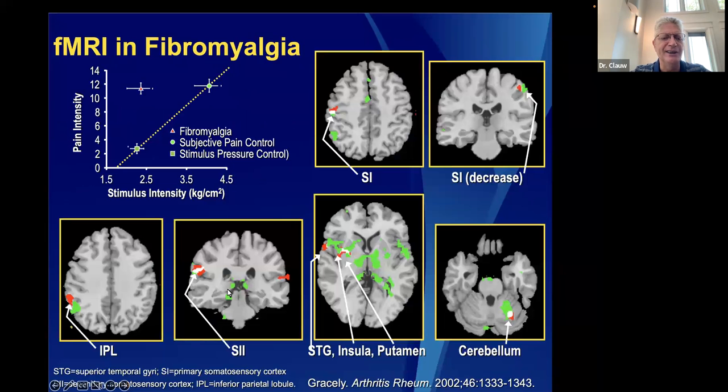And we can see on things like functional brain imaging, this is the first functional MRI study done in fibromyalgia. It was done by our group and it was published in 2002. But this single study really helped convince the Food and Drug Administration that fibromyalgia was a real disease.